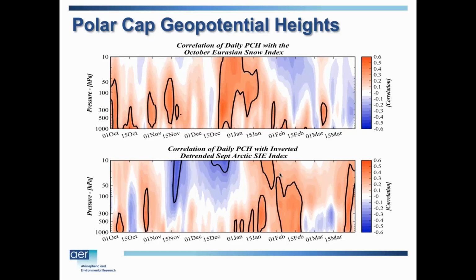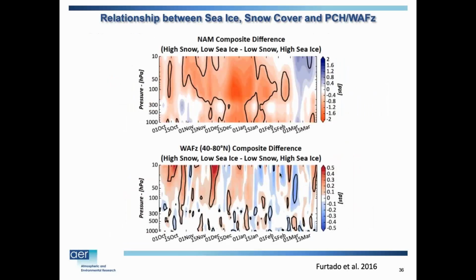I did want to show that there does seem to be this difference. You get this weakening of the polar vortex from both high snow cover and low sea ice, but there does seem to be a difference in the timing of the snow cover. The disruption of the polar vortex tends to come earlier.